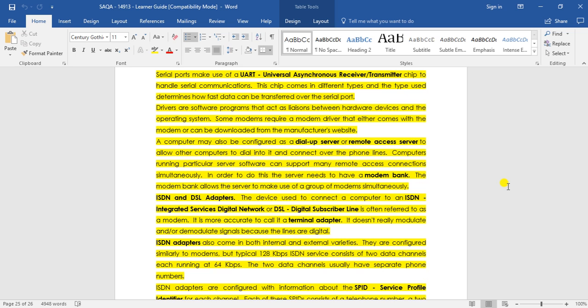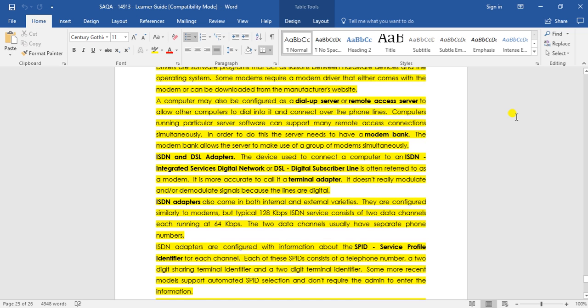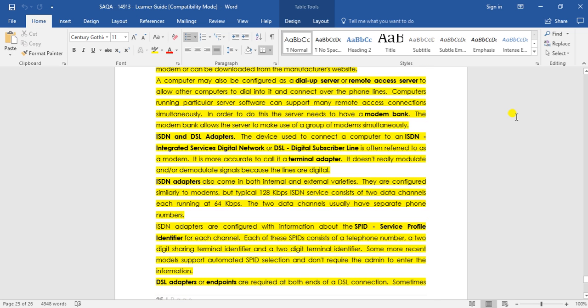ISDN and DSL adapters. The device used to connect a computer to an ISDN, integrated services digital network, or DSL, the digital subscriber line, is often referred to as a modem. It is more accurate to call it a terminal adapter. It doesn't really modulate or demodulate signals because the lines are digital. ISDN adapters also come in both internal and external varieties. They are configured similarly to modems, but typically run at 128 kilobits per second.